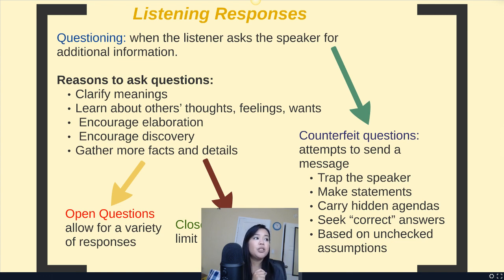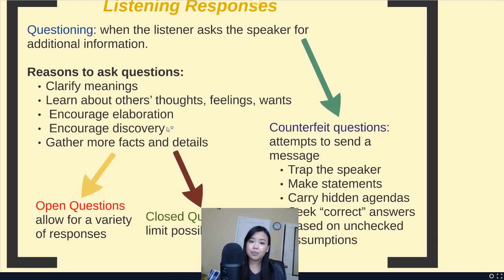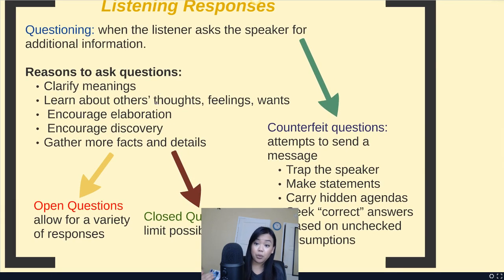All right, so another type of listening response outside of paraphrasing is questioning. This is usually when you might not fully understand the message, but you definitely want to try. And so this is when you ask for extra information. What are you saying? What am I not understanding? How can I understand better? And the reasons to do this is to clarify meanings, learn about others' thoughts, feelings, and wants.